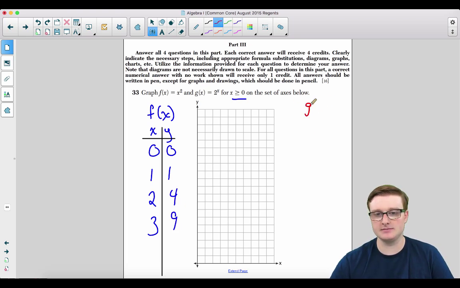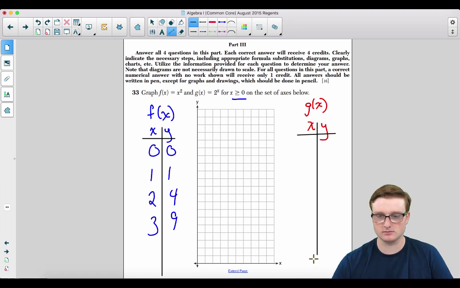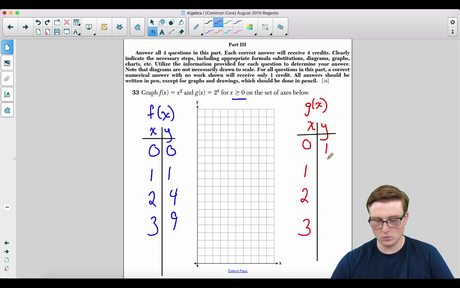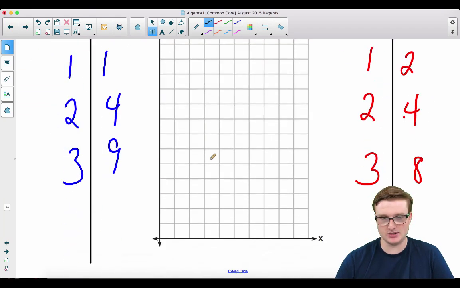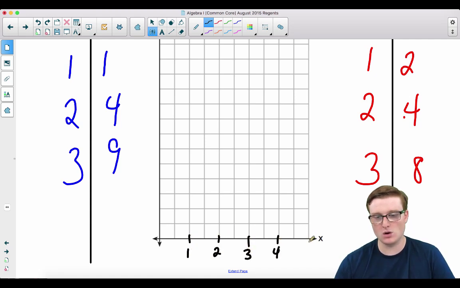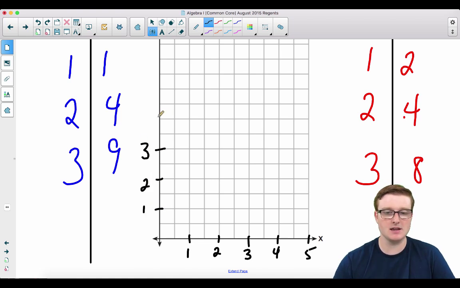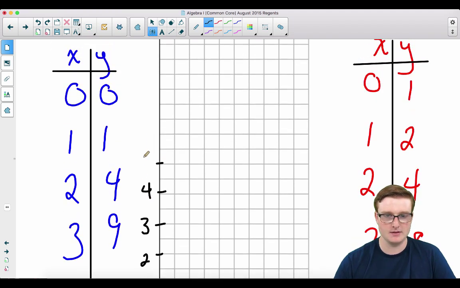G of x over here, which is x and y, is 0, 1, 2, and 3, and 1, 2, 4, and 8. Now, the reason why I'm stopping at 3 is that if you go back to your graph and you label this, this is 1, 2, 3, 4, 5, and I'm labeling over here as 1, 2, so I'm skipping lines here. So 3, 4, 5, 6, 7, 8, 9, and 10.